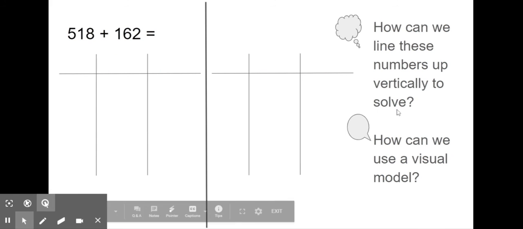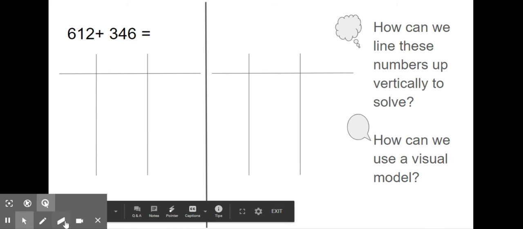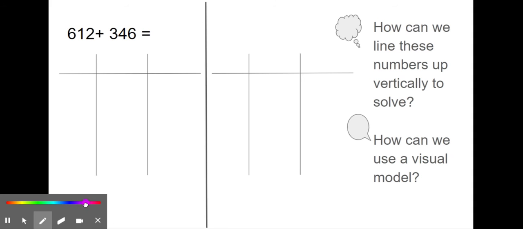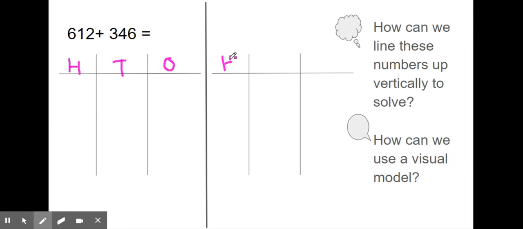Okay, we are going to do one more together before you do your work on your own. So same thing, hundreds, tens, ones. Okay, so I have 612, 6 hundreds, 1 ten, 2 ones, plus 346.